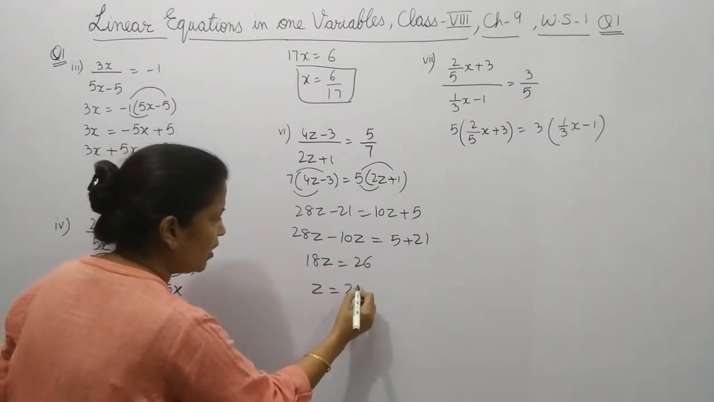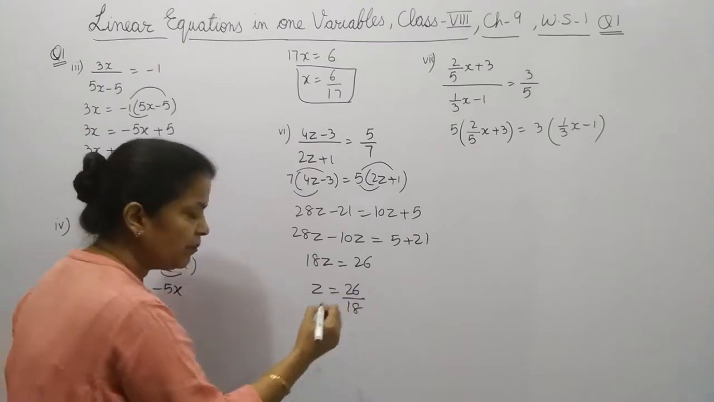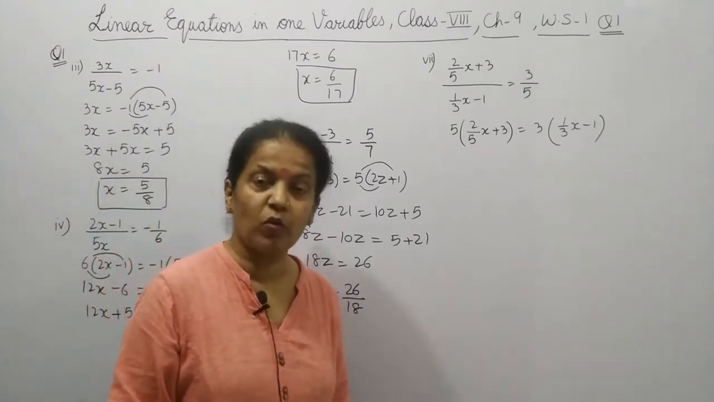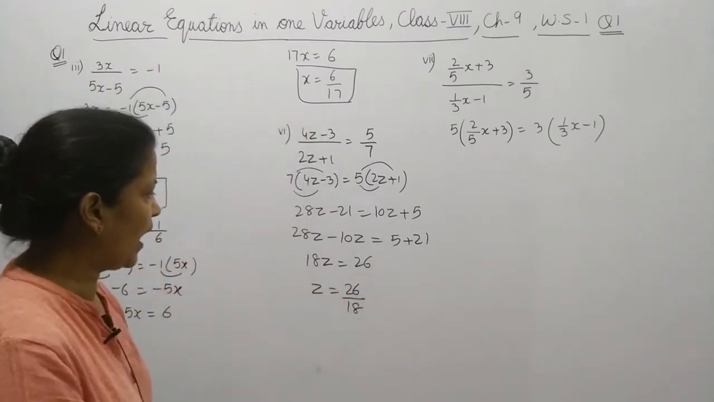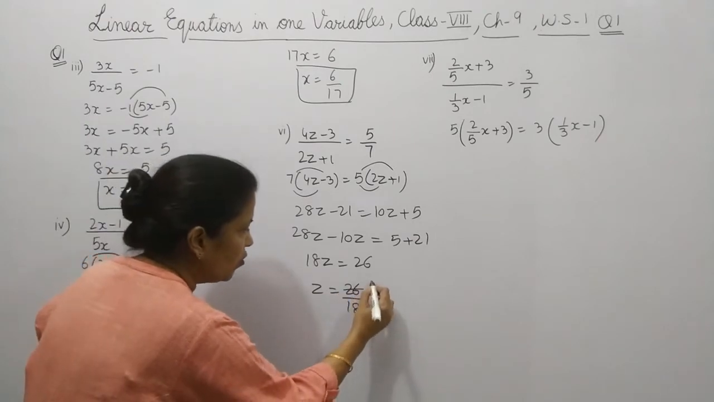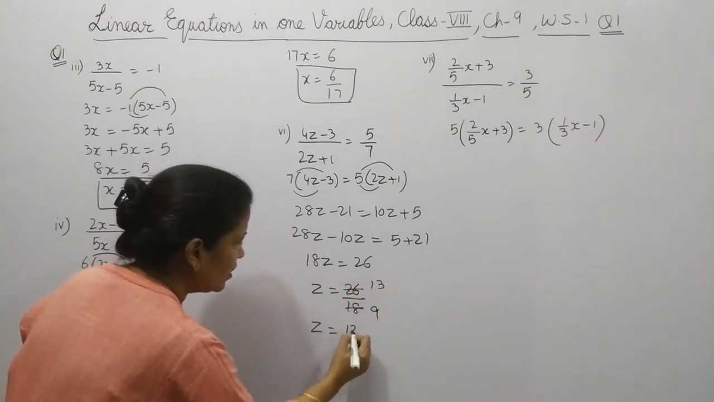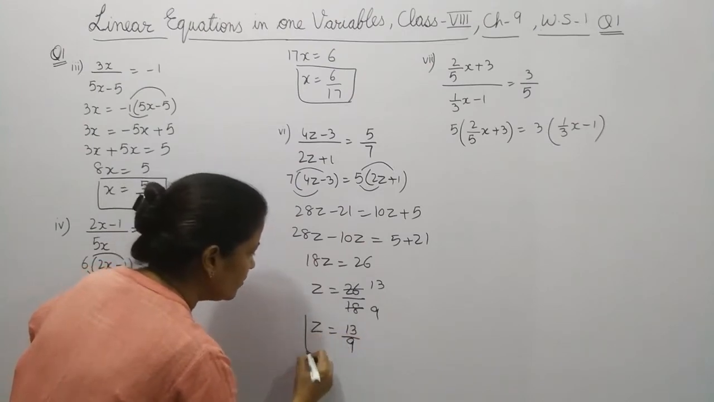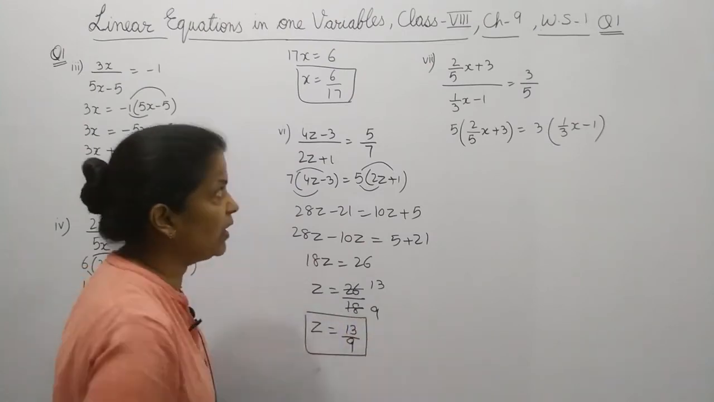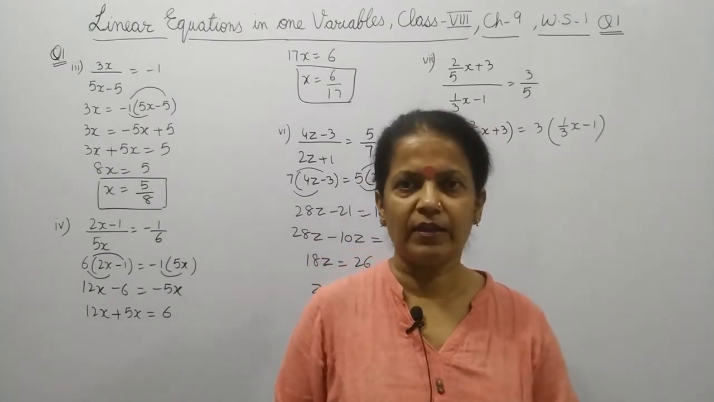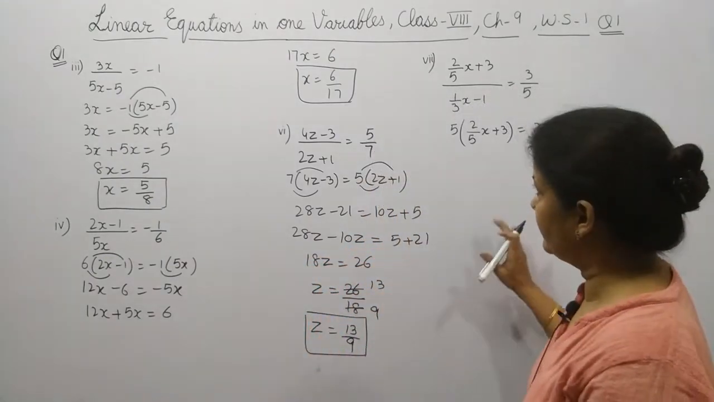So z equal 26 upon 18, and if you can cancel the term, you can. So it goes with 2. So z you will get as 13 by 9. This will be the answer. I think it's clear to all of you.